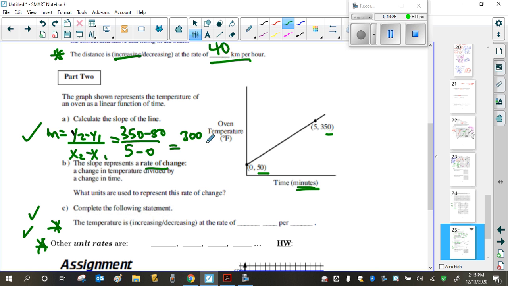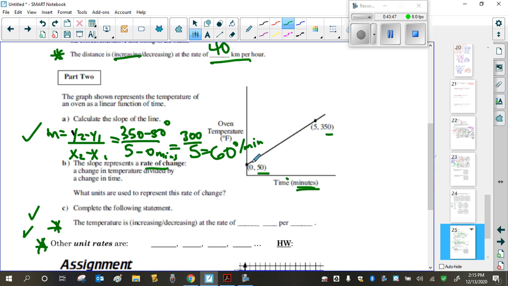You have 300 over 5, which is 60. Don't just leave 60 though. That's why we need to put 350 subtract 50. What is it, degrees or minutes? Degrees. And this is minutes. So we're at 60 degrees per minute when it warms up.